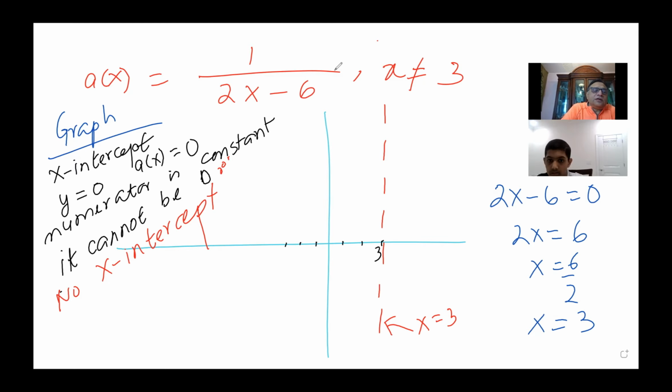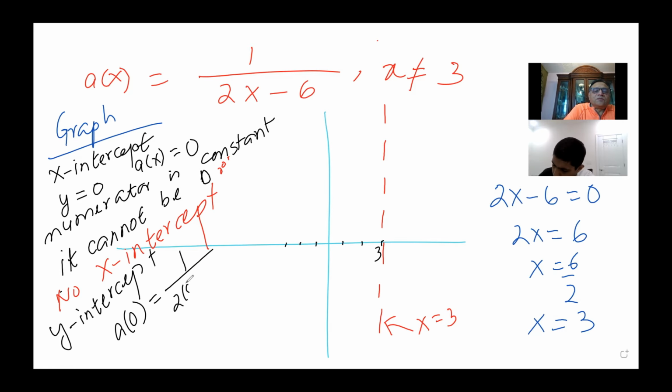But now let us look into the y-intercept. Tell me, what is the y-intercept? I got 1 over minus 6. Perfect. So the y-intercept is 1 over minus 6, as Abhinav is saying. So minus 1 over 6 is my y-intercept. Is that clear to you? So we know at least 2 points now: we know where the vertical asymptote is and where the y-intercept is, correct?